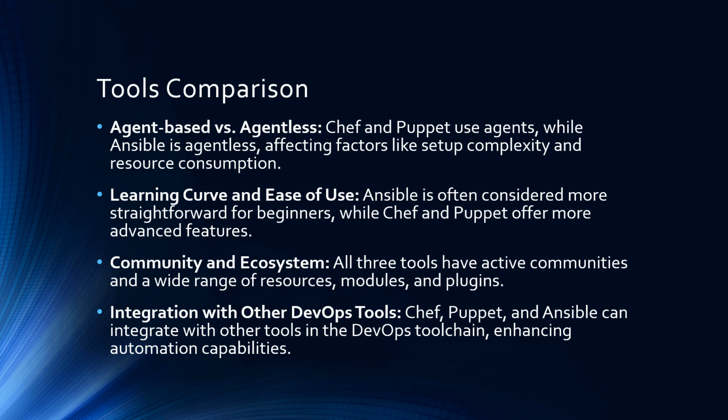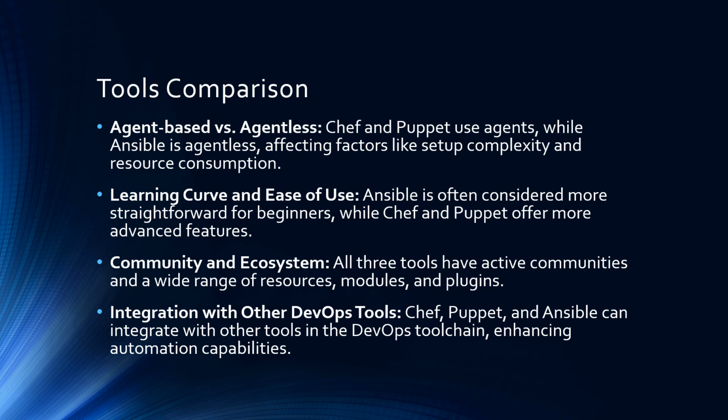Let's compare these major configuration management tools to help you understand which might be the best fit for your needs. The agent-based versus agentless architecture is a fundamental difference between these tools. Chef and Puppet use agents that must be installed on managed nodes, while Ansible operates over SSH without requiring additional software on target systems. This architectural difference has implications for security, scalability, and ease of implementation.